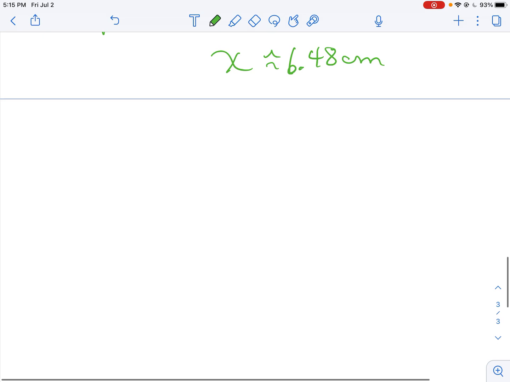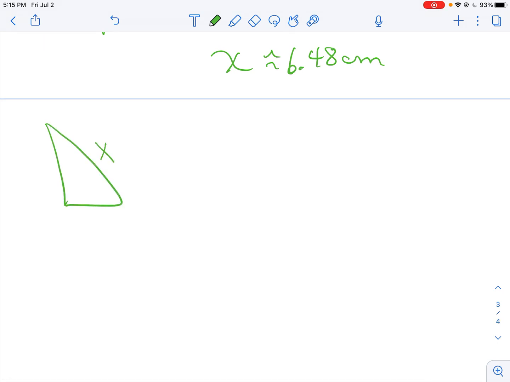Okay, I'm going to do another one. x, 12 degrees, and 25. Okay, so this is dealing with the adjacent and the hypotenuse. So that's going to be the cosine of 12. This dealt with the adjacent and the hypotenuse.